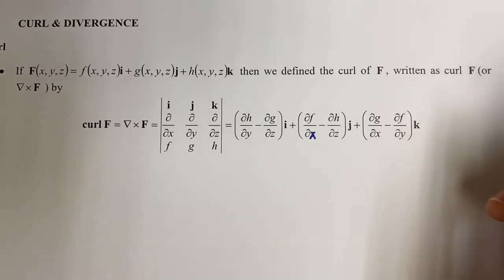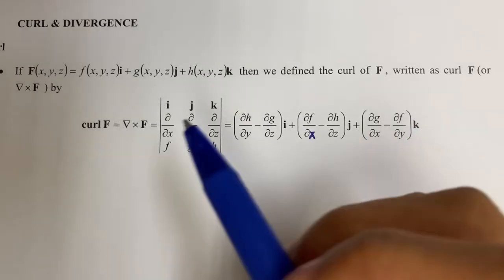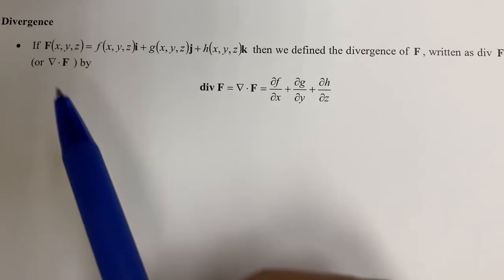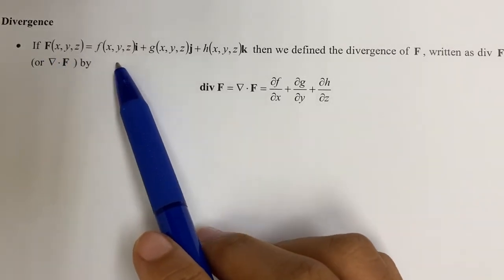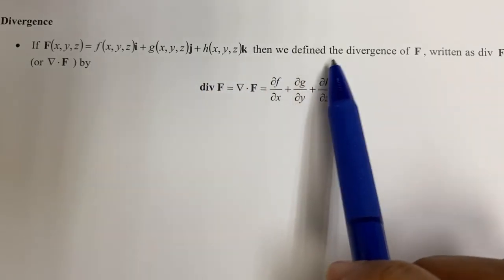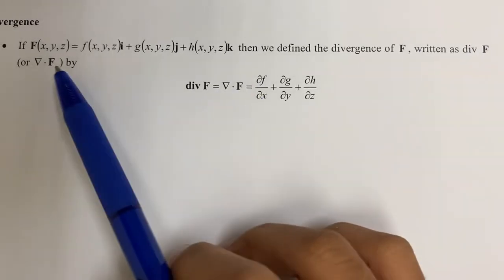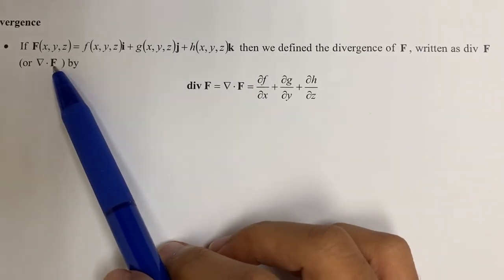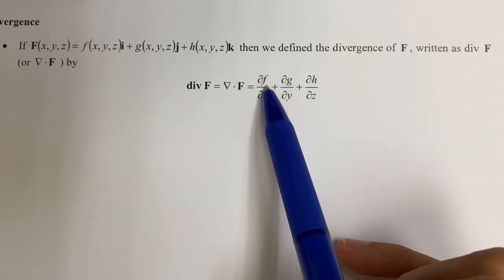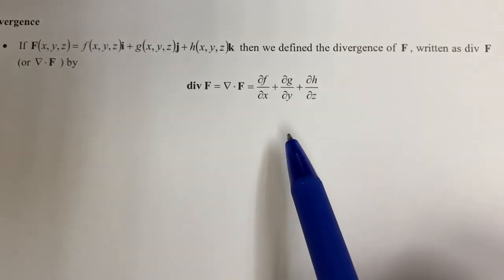For curl, we have the unit vectors i, j and k because we use the cross product. And for divergence, if F(x, y, z) is equal to f i plus g j plus h k, then we define the divergence of F, written as div F or nabla dot F. For divergence we use the dot product. So we have del f over del x plus del g over del y plus del h over del z.